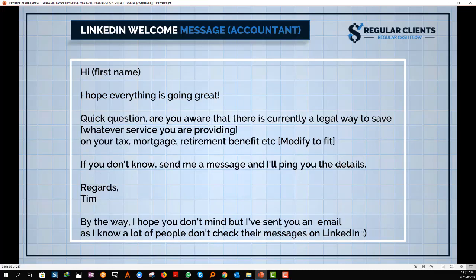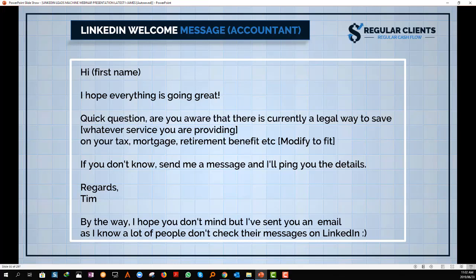So now we have another example here. This would be for an accountant. "Hi, first name. I hope everything's going great. Quick question. Are you aware that there's currently a legal way to save," whatever it is that you want to put in there, whatever the service is that you want to promote at this stage, "on your tax, mortgage, retirement benefit, etc." So just modify it to fit whatever your particular practice is and the niche that you've chosen. "If you don't know, send me a message and I'll ping you the details." Now think about that. In your case, it's even more powerful, because you have very specialized knowledge that a lot of people just don't have. And the minute you're going to save them money, everybody's going to be interested in that. And then I guess you'll say, "Regards, Tim."